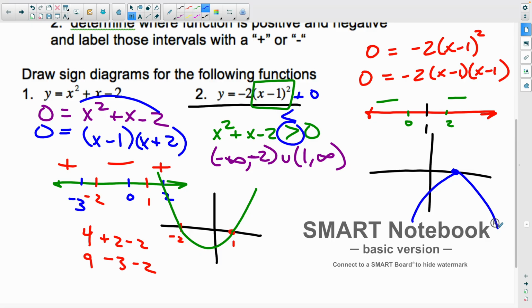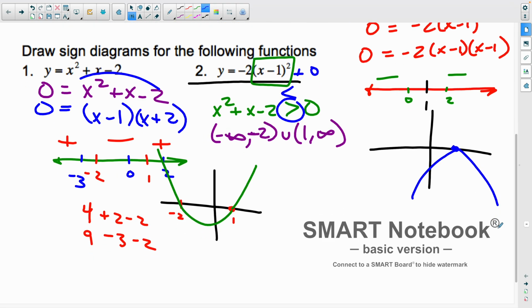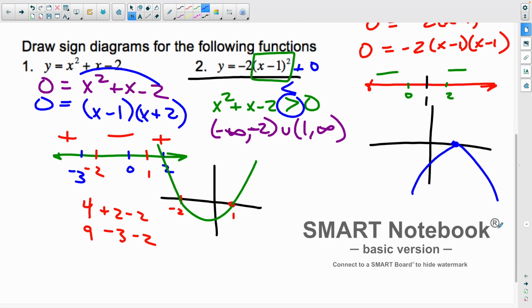Now, again, I probably wouldn't draw a sign diagram to just graph a parabola in general, just kind of connecting it with you. But it is helpful for me if I ask this question. If I said -2(x minus 1) squared is less than 0, where is it less than 0? If I did an inequality.